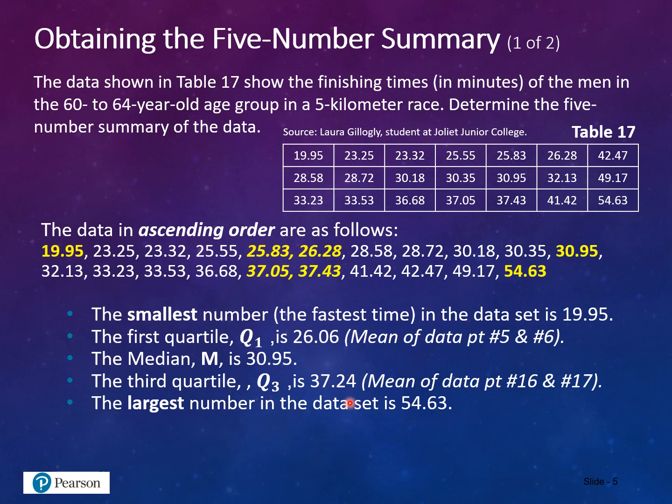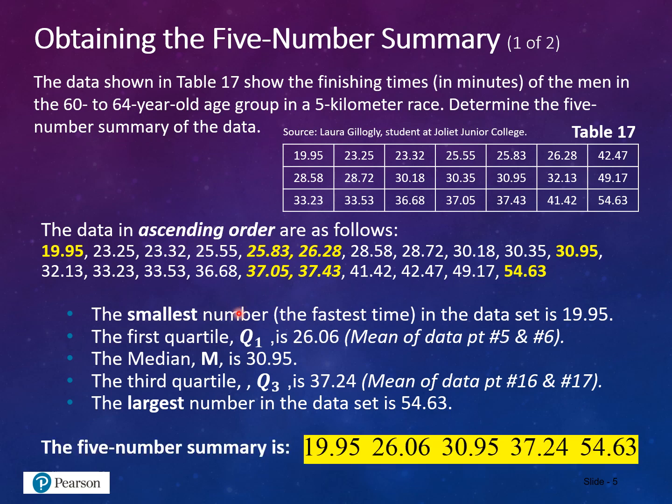And finally, the last number in the 5-number summary is the largest data point. And so we have the smallest number, 19.95, quartile 1, 26.06, the median, 30.95, quartile 3, which is 37.24, and the largest data point, which is 54.63.